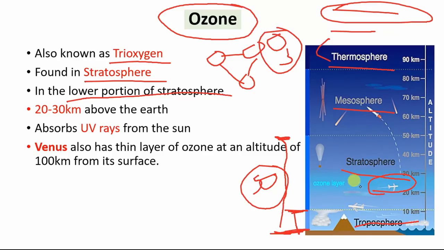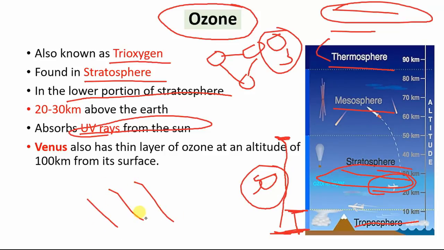What ozone in the lower part of stratosphere does is it absorbs UV rays coming from the sun. UV rays, if not absorbed by ozone and if it reaches the earth directly, then what will happen? UV rays, if exposed to skin, it causes direct damage to DNA or genetic material of both plants and animals.